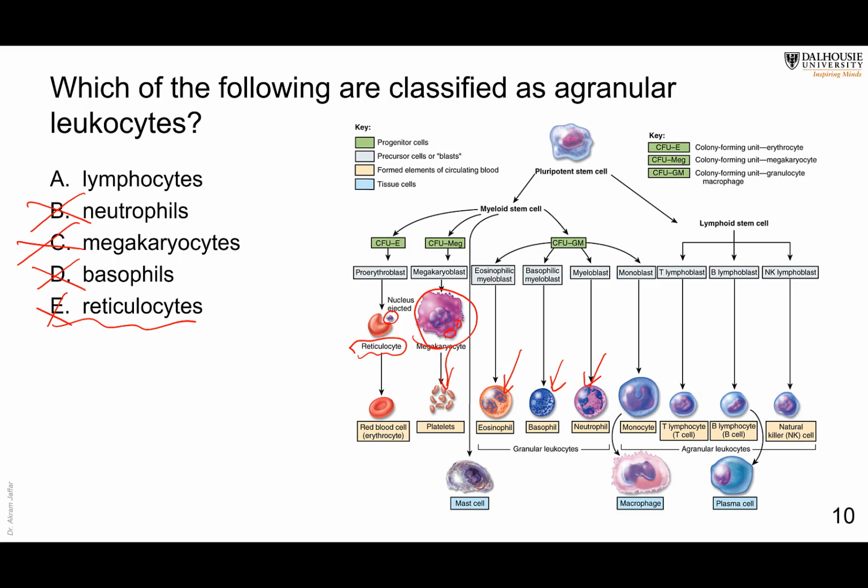They are not leukocytes. The agranular leukocytes here, the choice that we have, are the lymphocytes. We have two types of them. We have either lymphocytes or monocytes. So the correct answer here is lymphocytes.